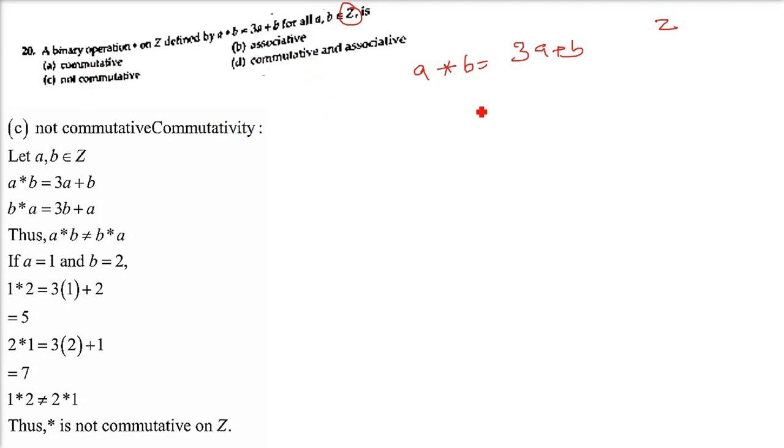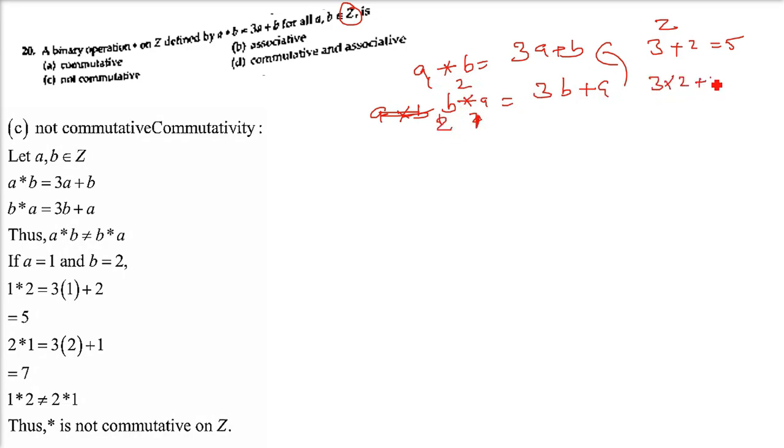A star B is 3A plus B. And when we take B star A, because A star B is already there, B star A is 3B plus A, and they are not equal. Visually also, you can observe this. If you give A as 1 and B as 2, then 1 star 2 is 3 into 1 plus 2, which is 5, and 2 star 1 is 3 into 2 plus 1, which gives you 7. 1 star 2 is not equal to 2 star 1. So it is not commutative.